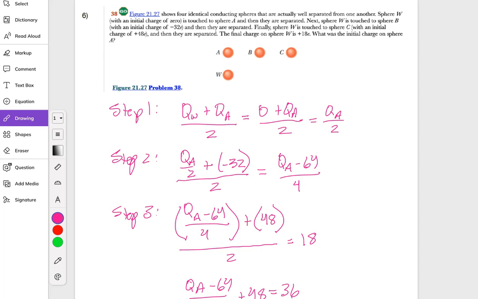Hey, it's Horner, and here we go with number 6. So this is number 38 in the book. We have 4 identical conducting spheres, and they're all very well separated from each other.